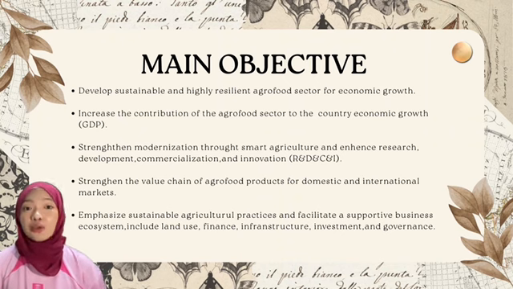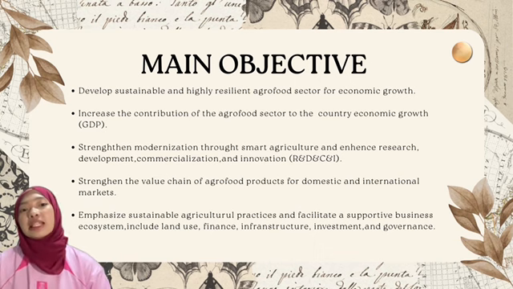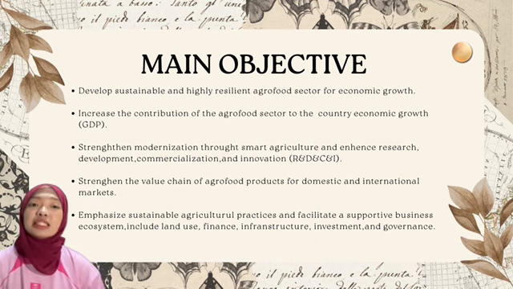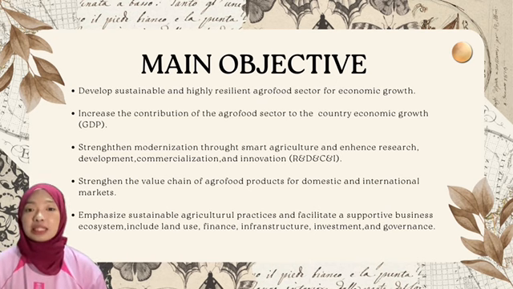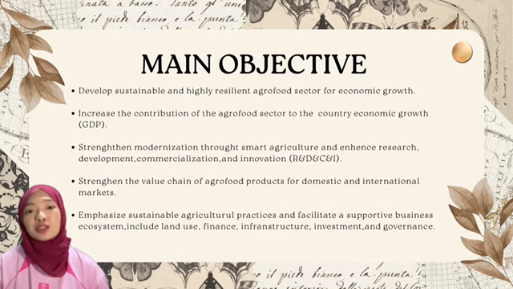This is to ensure high quality at every stage of production and reduce food waste. Malaysia has a high level of food wastage, so this effort is important to improve efficiency. And then lastly, emphasize sustainable agriculture practice and facilitate a supportive business ecosystem. This includes support in terms of land, finance, and infrastructure. For example, the government provides financial aid and encourages the use of environmentally friendly methods to support farmers.